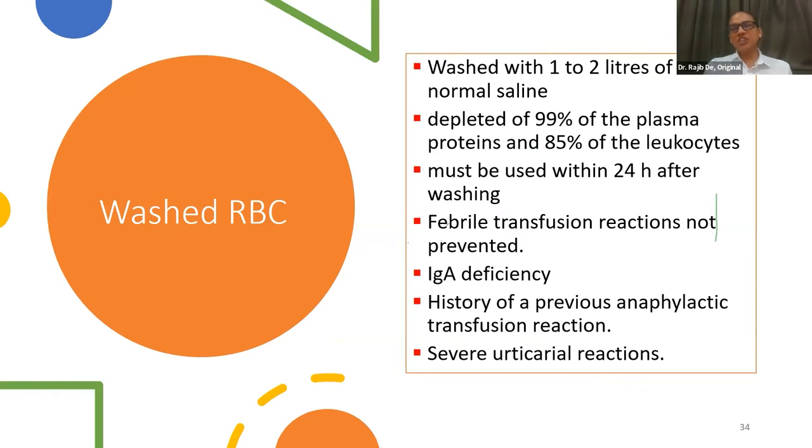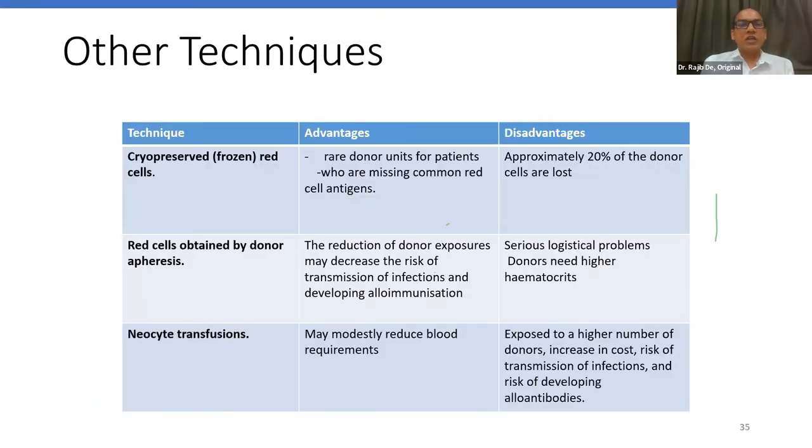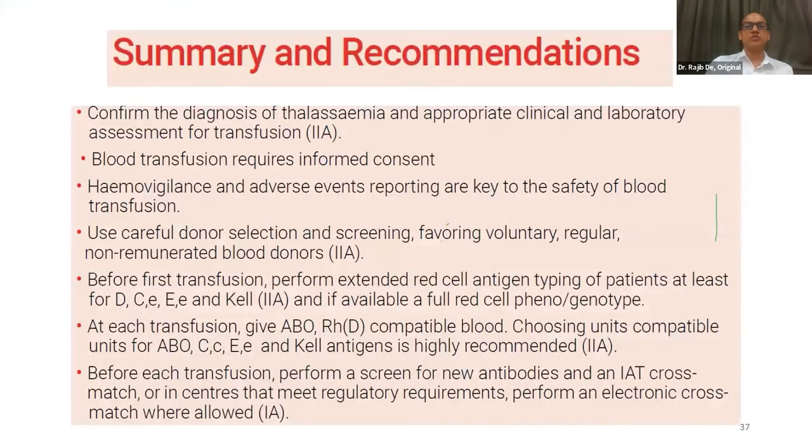Washed RBCs are sometimes used for allergic reactions, because a patient may develop allergic reactions after transfusion, mainly due to plasma proteins. That can be cleared by washed RBCs, but it has some fallacies also. If we wash RBCs, it can reduce the hemoglobin content. It becomes an open system, so chances of infections will be more. So nowadays it is not that much practiced. There are other RBC products which are mainly theoretical and don't have much significant value. In day-to-day practice we don't use products like cryopreserved RBCs, donor apheresis, or neocyte transfusions. The concept is there, but usually it is not routine practice.